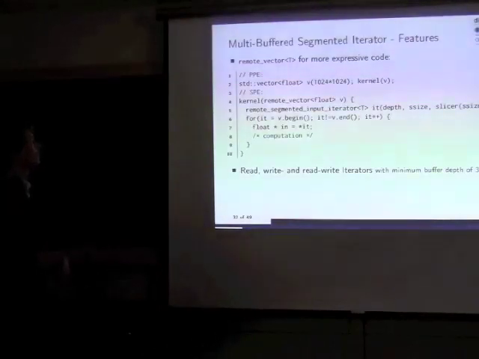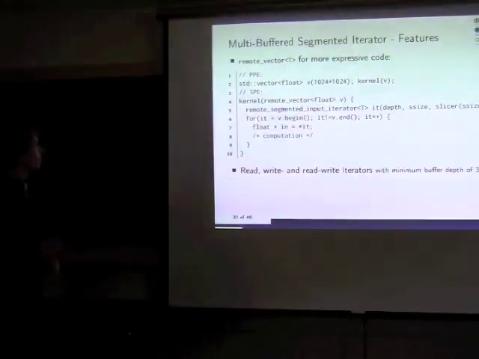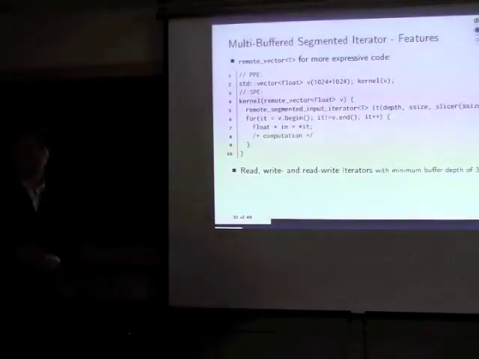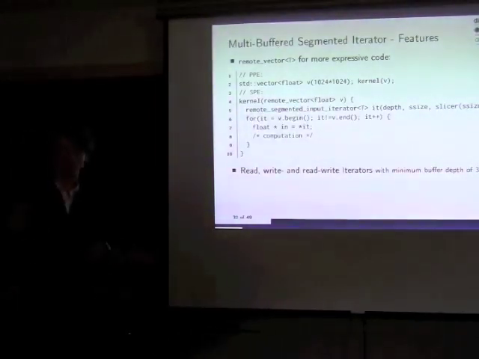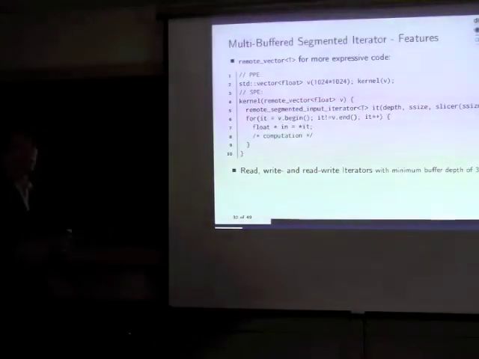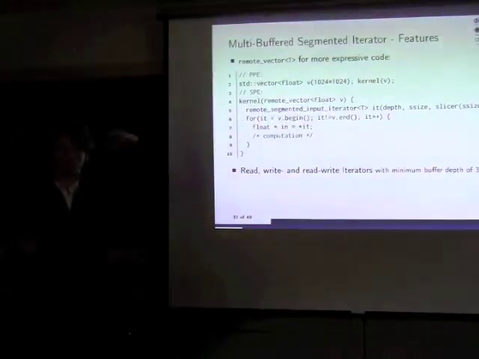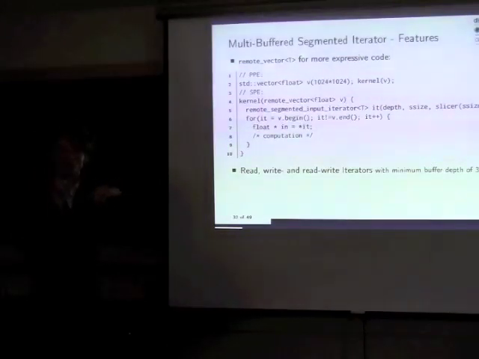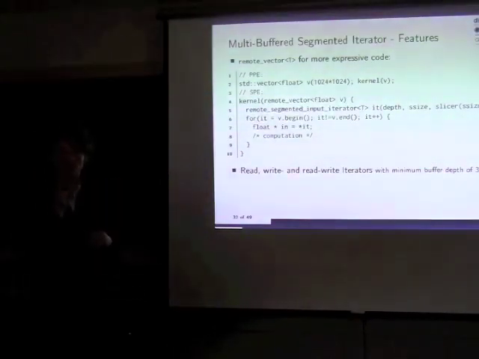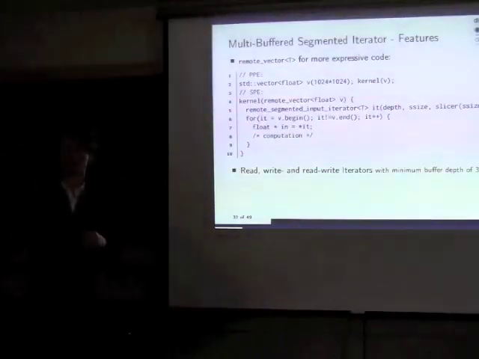So these are the features. We have the remote vector. We created write, read, and read-write iterators. The read-write iterator really only makes sense with a minimum buffer size of 3, because in this case you always have one slice incoming, you compute on another, the second slice, and one slice is outgoing.